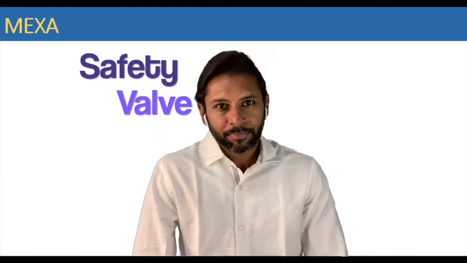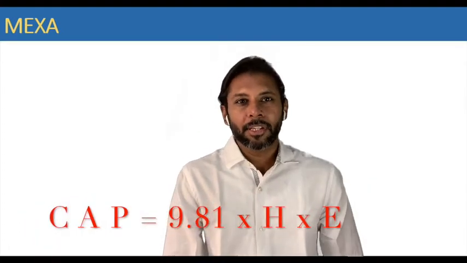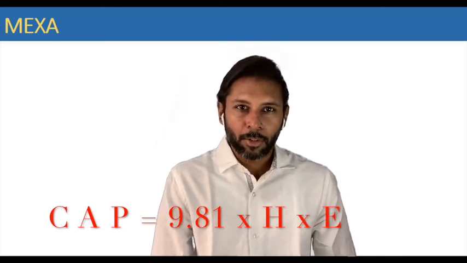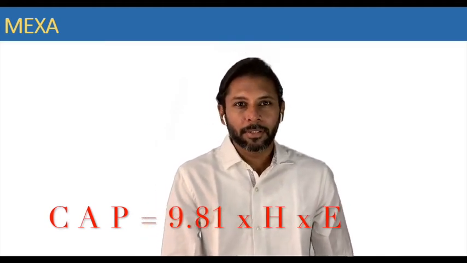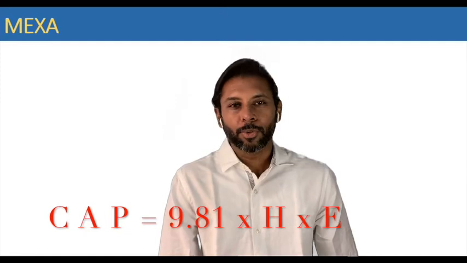Safety valve. Why do we have a safety valve? The purpose is simple. It releases the excess pressure beyond the design working pressure of the boiler. We need to know some basics regarding the size of a safety valve for a particular boiler. To know that, there is a basic formula of CAP equals 9.81 into H into E.